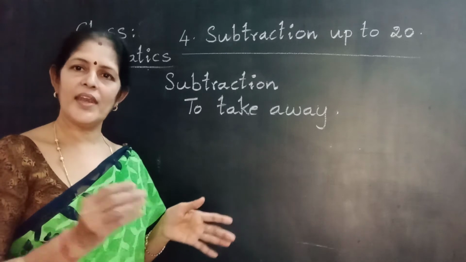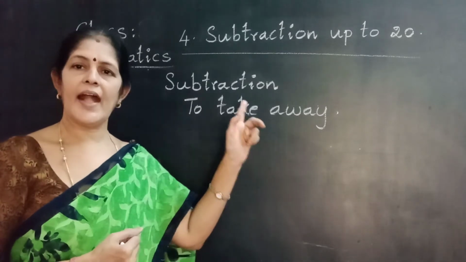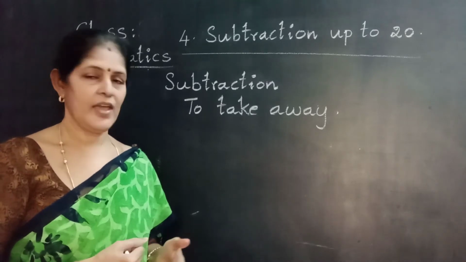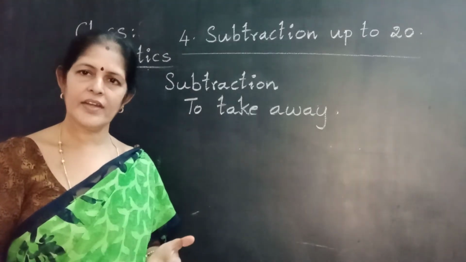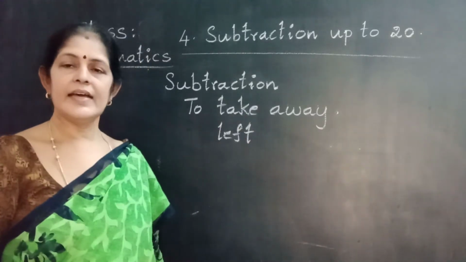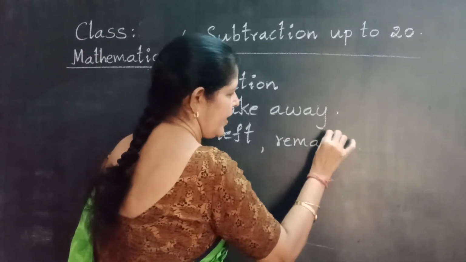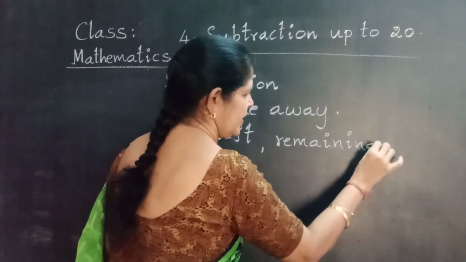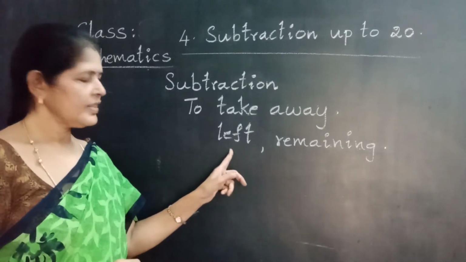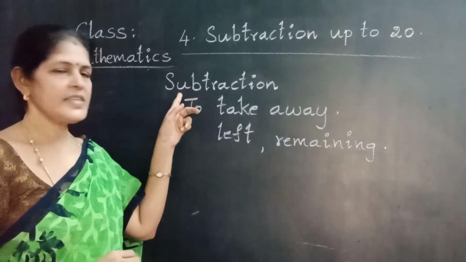Remove. How many are left? Subtraction means to take away. Understood? To remove. After taken away, how many are left? L-E-F-T, left. Remaining. R-E-M-A-I-N-I-N-G, remaining. Okay? You have to remember this word. Left. L-E-F-T.